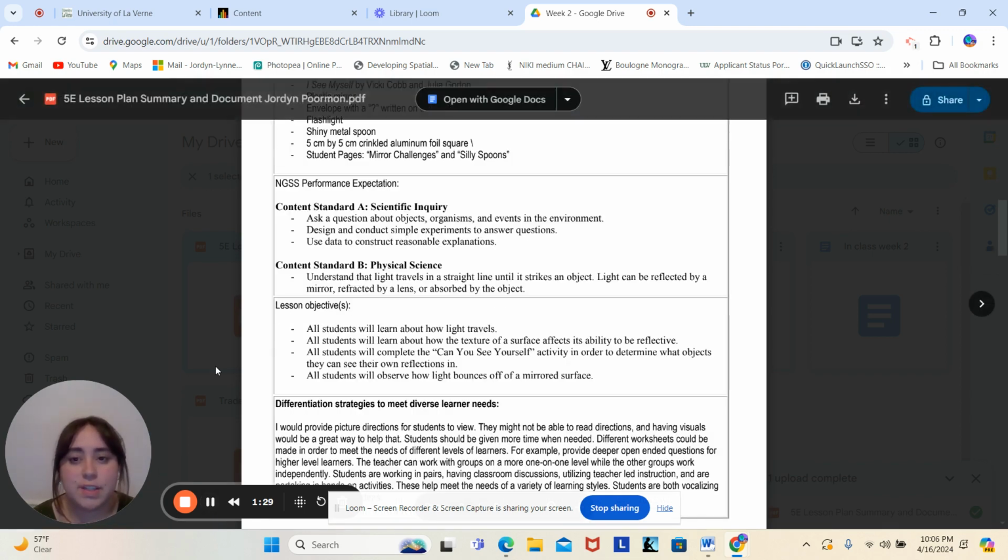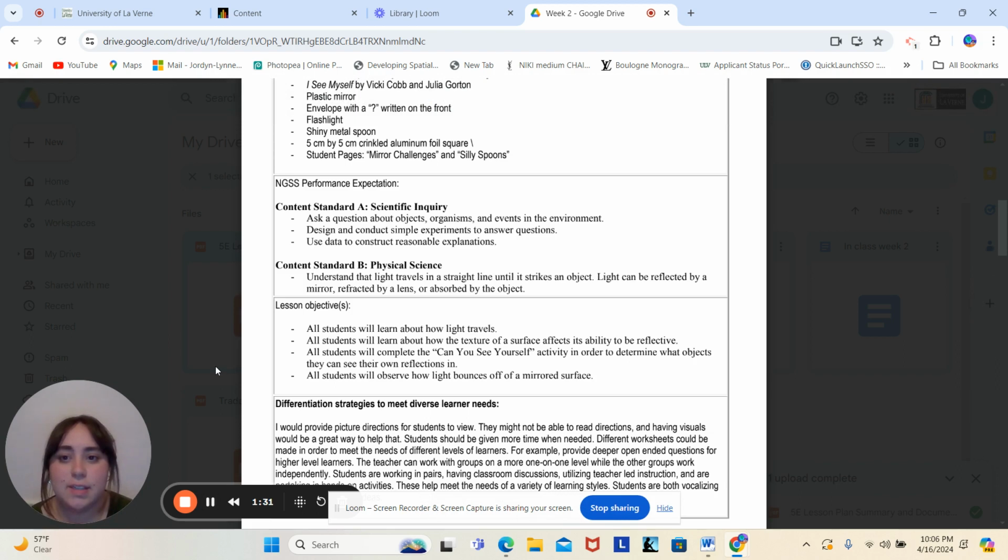In terms of the content standards and NGSS performance expectations, students are asking a question about objects, organisms, and events in their environment. They design and conduct simple experiments to answer questions, and they use data to construct reasonable explanations. And then for content standard B, which is physical science, they're understanding that light travels in a straight line until it strikes an object, and light can be reflected by a mirror, refracted by a lens, or absorbed by the object.